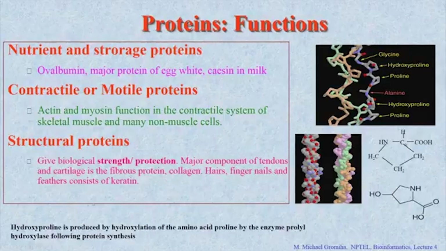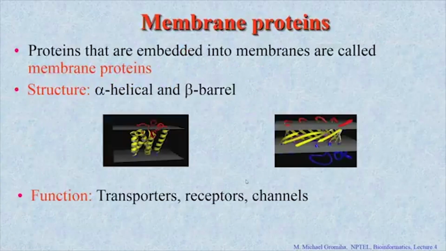For example, you can find this in hairs and fingernails, and the feathers. So you can see these proteins have some specific combination of amino acid residues, like hydroxyproline, glycine and proline. The contribution of these is high, about one third is glycine, hydroxyproline as well as proline. This gives the elongated shape to structural proteins like collagen, keratin and so on.